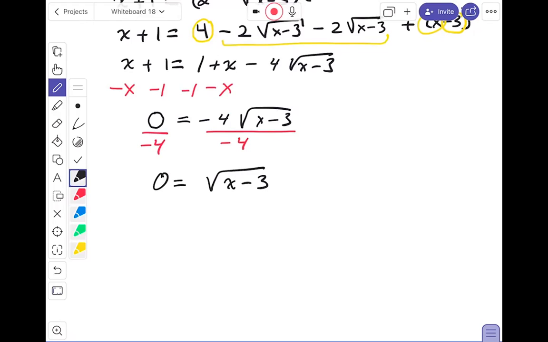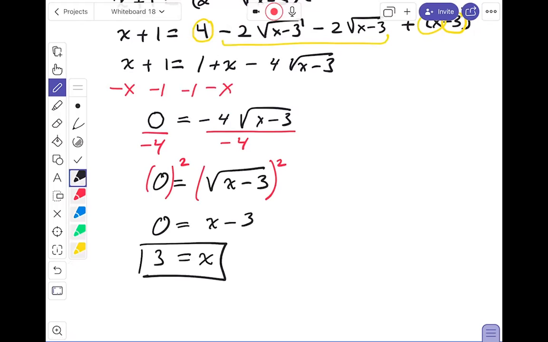What are you going to do now? Well, I've isolated the radical. I'm going to raise both sides of the equation to the index, which is 2. 0 squared is 0. And the right side when you square it is x minus 3. What's x? x is 3.